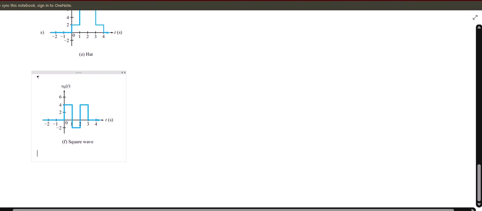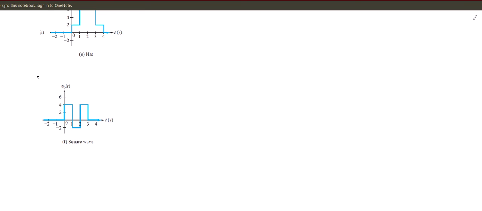Okay, and our last one. So we have changes at 0, 1, 2, and 3. So at 0 we go up to 4, so that's 4u of t. At 1 we go down to negative 2, so we're going down a total of 6. So that's minus 6u of t minus 1.